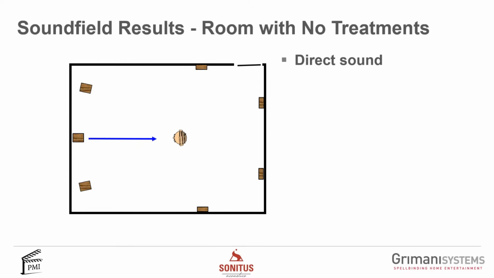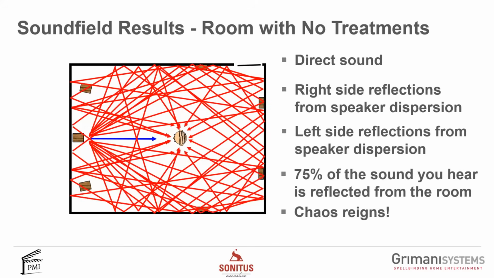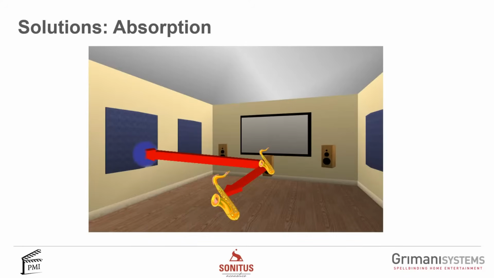So this is a room with no treatments, direct sound. There's reflections. This is more of the same. I actually want to point out that in a room with no treatments at all, about 75% of the sound you're hearing is reflected from the room, and there's chaos. So we need to do something to control that.